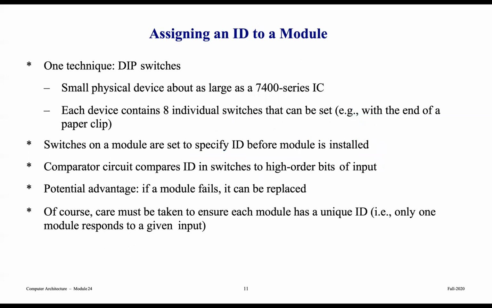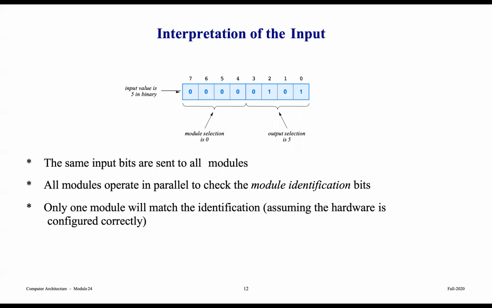We would then consider approaches for assigning an ID to a module. One technique would be using a set of switches. Switches on a module are set to a specific ID. A comparator circuit then compares the ID to see if it's right. So that's a possibility, but if a module fails, it can't be easily replaced. And of course, you must be careful to ensure that each module has a unique ID. So pluses and minuses there.